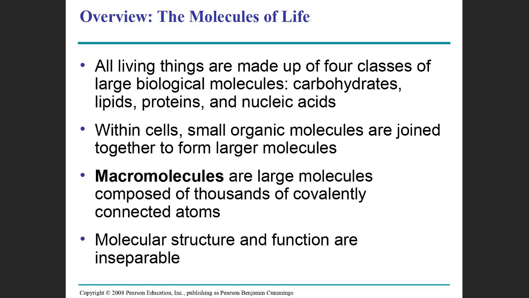So within the cells, there are smaller molecules that are joined together to form larger molecules. So the macromolecules are made up of subunits, smaller pieces that are put together. And once again, we're going to see the importance of molecular structure and function. So something that I mentioned last time, and something you need to remember, is that structure and function go hand in hand, and it's all the different chemical bonds which allow for the structure to form, and then that allows the function.